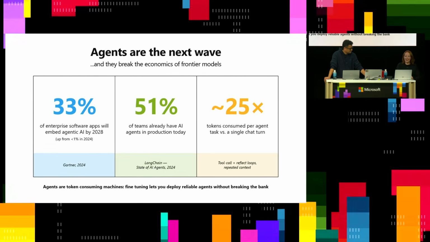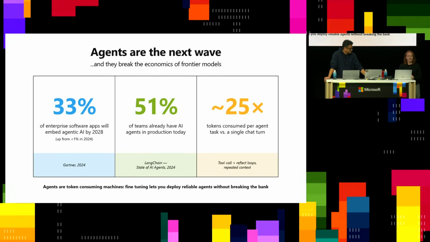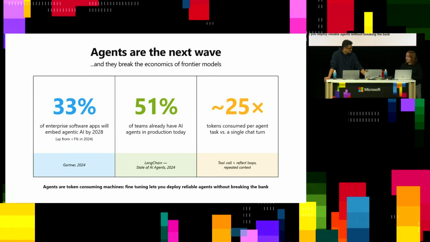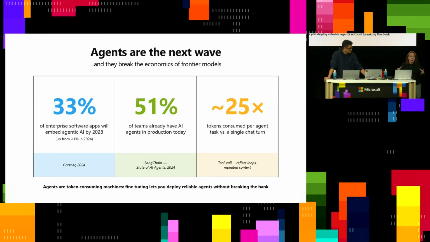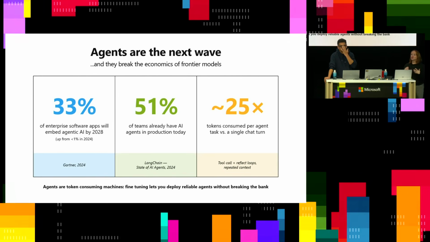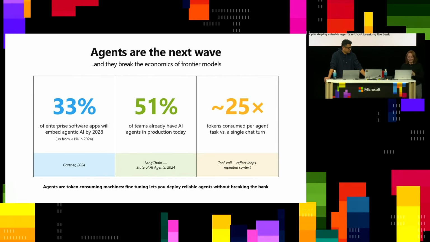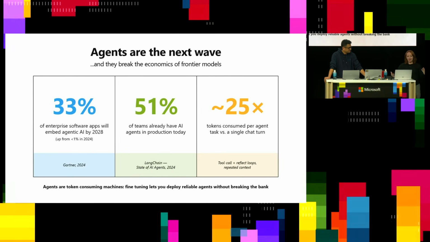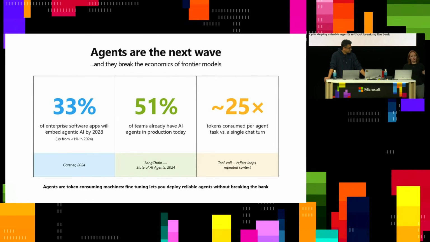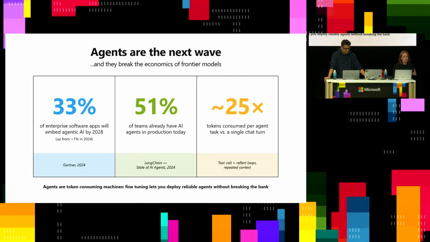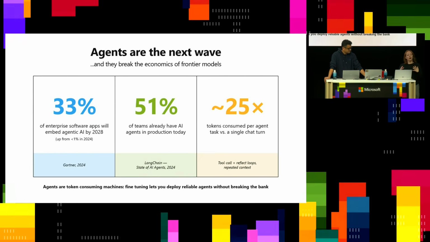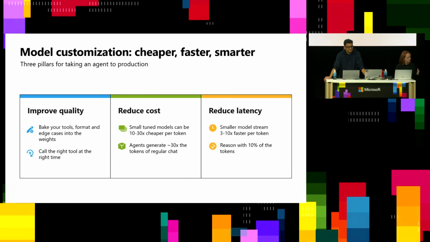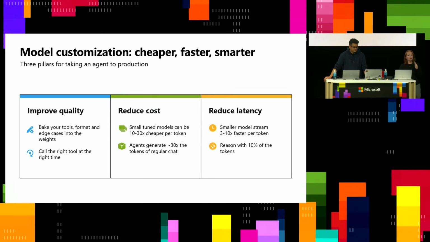The problem, agents consume 20 to 30 times more tokens per turn than an old-fashioned chat interaction. And so all of a sudden, we have way more models being deployed for way more use cases, consuming way more tokens. And all of a sudden, we've broken the bank, you've run out of tokens, your credit card is maxed out. What do we do? And so if agents are token-consuming machines, fine-tuning lets you create a reliable agent without breaking the bank. And so what does fine-tuning do? When you customize a model, you can create a cheaper, faster, smarter model.